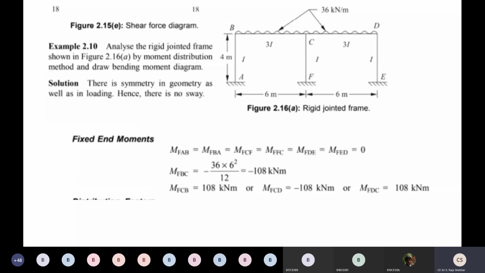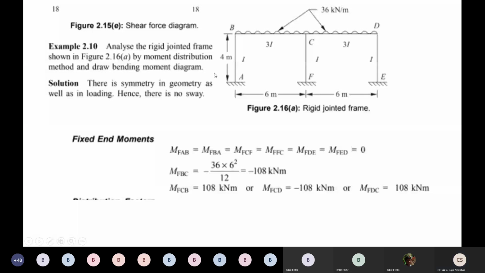So this is a frame, a rigid joint frame, having two bays. This is one bay, this is two bays. Frame shown in the figure. By moment distribution method, draw the bending moment diagram. So you need to analyze this rigid jointed frame by using the moment distribution method.